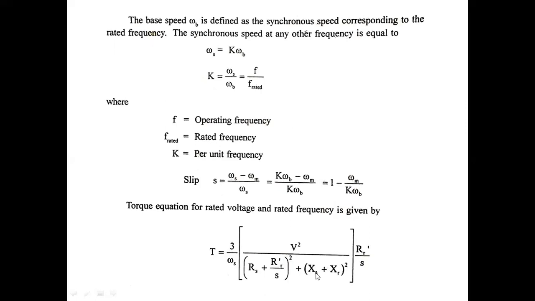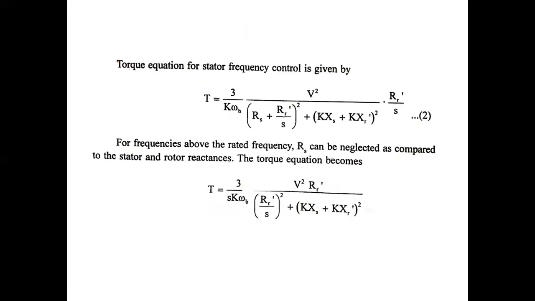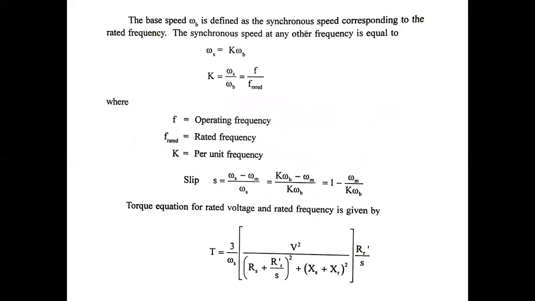Here Xs and Xr dash are also functions of frequency. Xs is the stator reactance, a function of frequency, and Xr dash is also a reactance and a function of frequency. So Xs, Xr dash and omega s are the quantities affected.